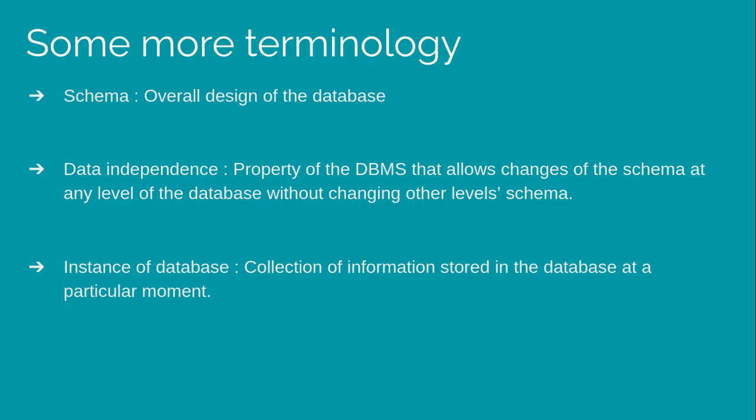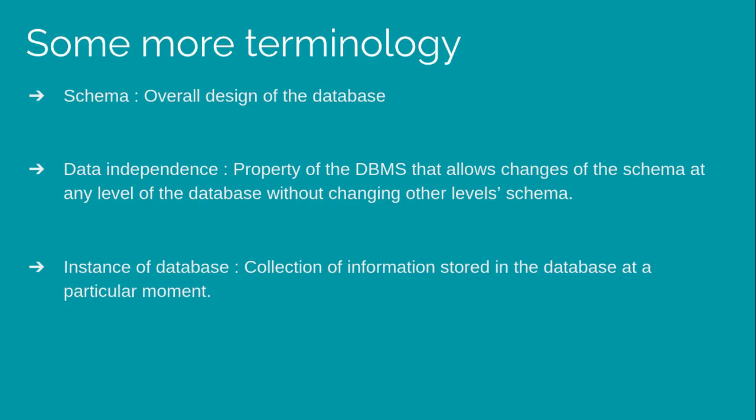Data independence. This is a term that's used to describe the property of the database management system that allows changes of the schema at any level of the database without changing other level schema. So if I were to change the schema at the logical level, it would not affect the schema at the physical level. So that is what is meant by data independence.